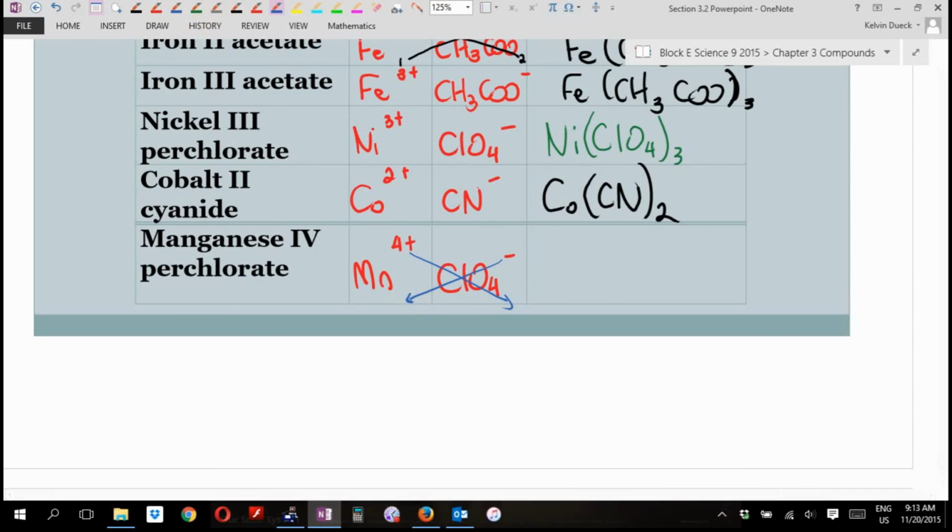And again, when I crisscross, I'm going to need 1 manganese and 4 of those. Hey, how many atoms does that molecule have? Nice. See, by the way, this is sort of like some of the brackets and FOIL you guys are learning in Math 9 too. Kind of cool. Mn, bracket, Cl, O4. I'm just going to say ClO4 in brackets with a 4 on the outside.